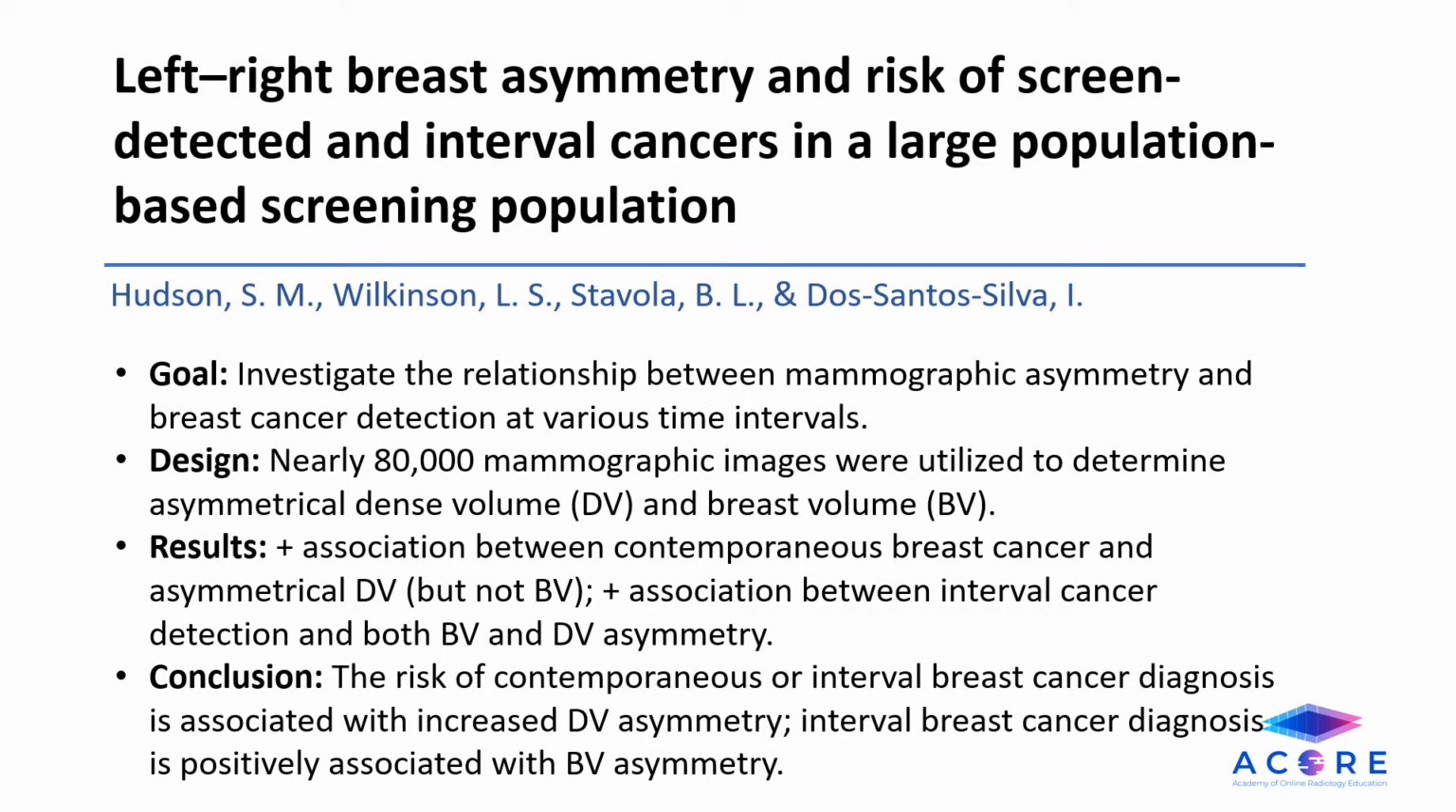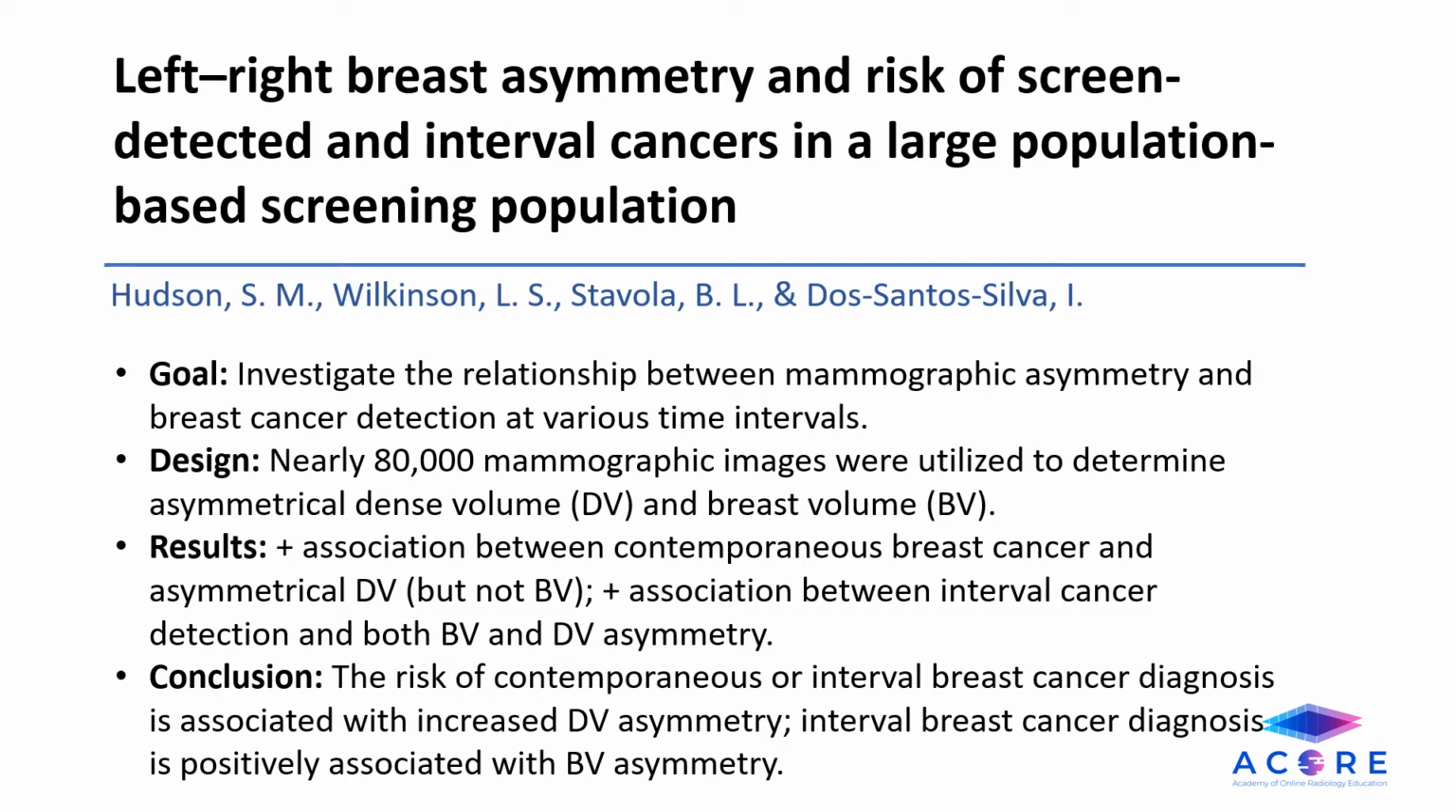In this study, authors sought to investigate the relationship between mammographic asymmetry and breast cancer detection at various time intervals. Automated calculations from nearly 80,000 mammographic images were utilized to determine asymmetrical dense volume and breast volume in a large ethnically diverse population of a UK breast cancer screening program. The association between asymmetry measurements and the odds of breast cancer detection on a contemporaneous or same-day screen were calculated using logistic regression models. Additionally, nested case control studies determine the association between breast asymmetries and breast cancer detection at subsequent screenings or in between screenings, which would be considered an interval diagnosis.